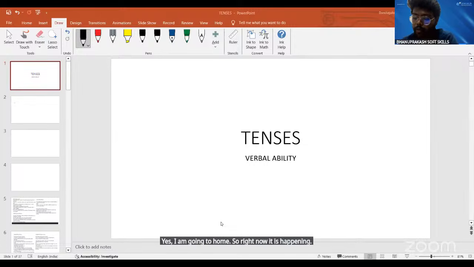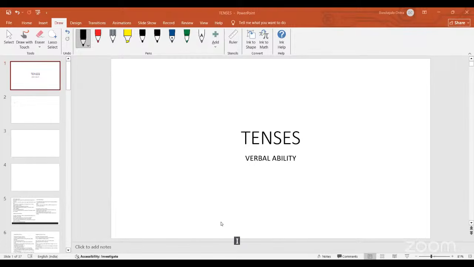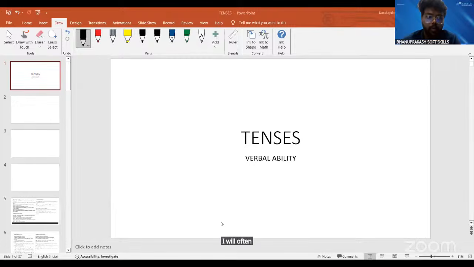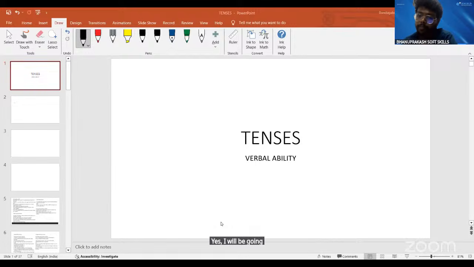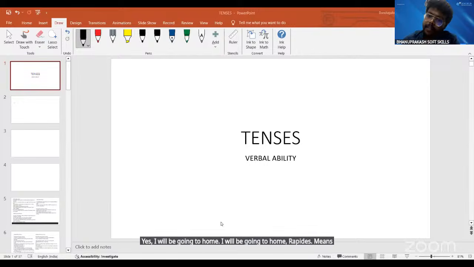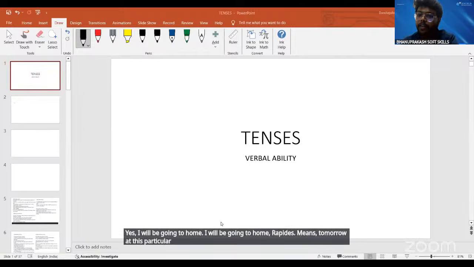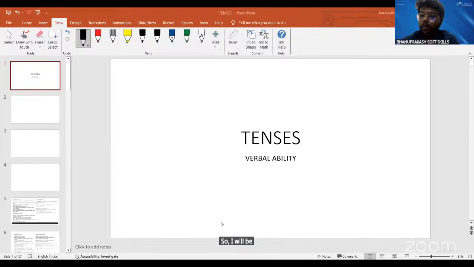నేను ఇంటికి వెళుతూ ఉంటాను. I will often go to home. Okay. Any other sentence? I will be going to home. Yes, I will be going to home. రేపు ఇదే సమయానికి నేను ఇంటికి వెళుతూ ఉంటాను means tomorrow at this particular time you are continuing something. So I will be going to home.